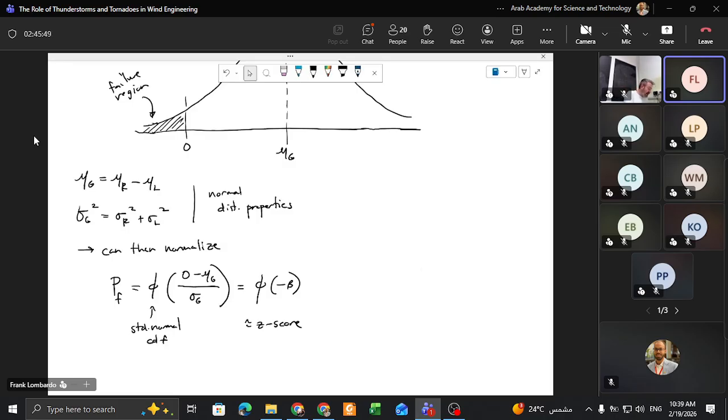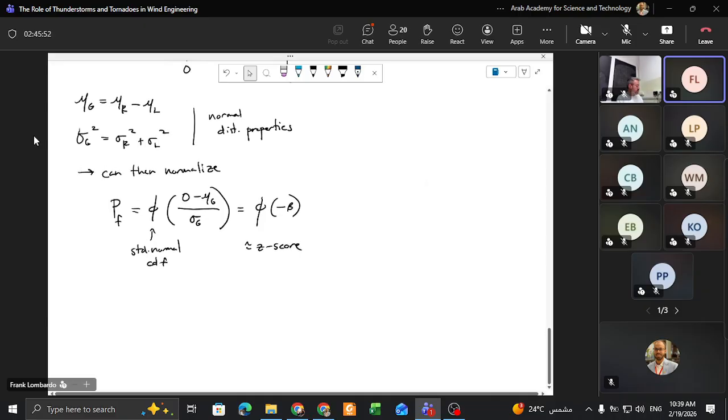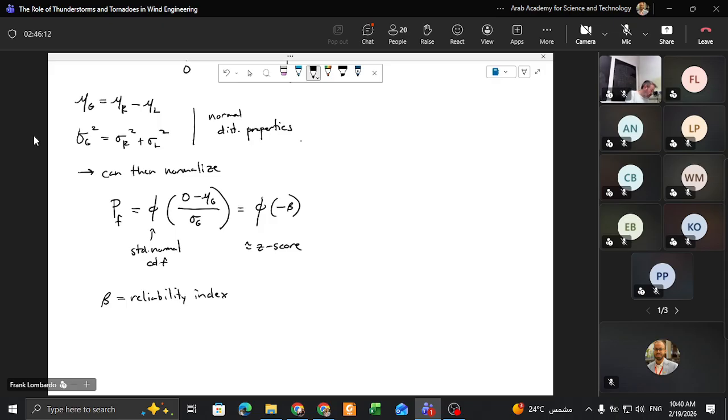So again, you hope this to be negative, because you hope that the mean of G is positive. And this beta is called, in structural engineering, the reliability index. And so the larger the beta, the safer the design.